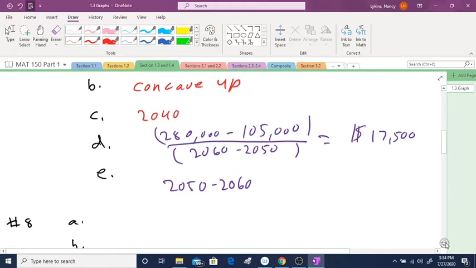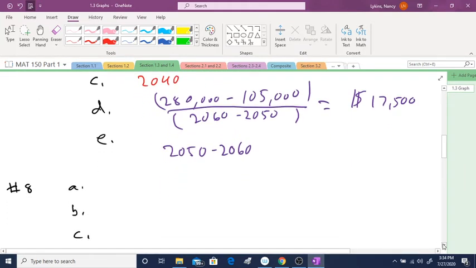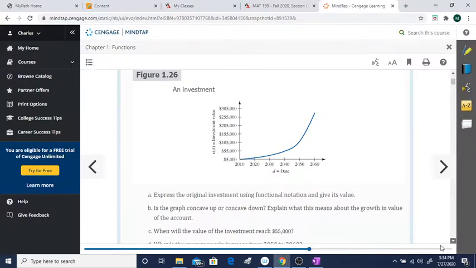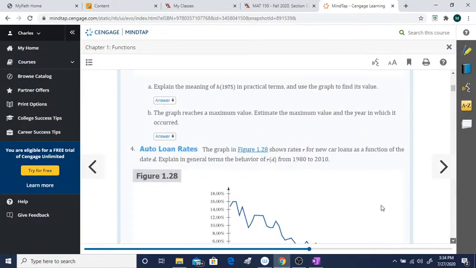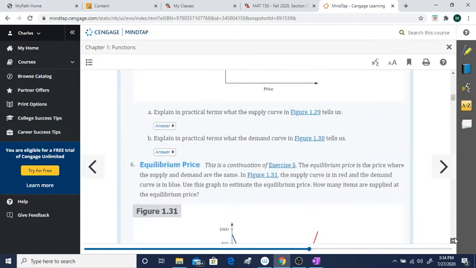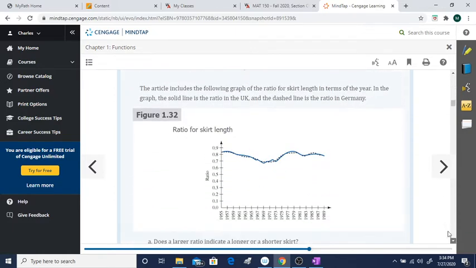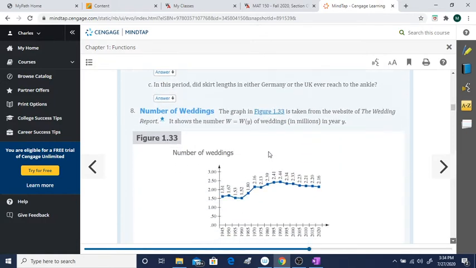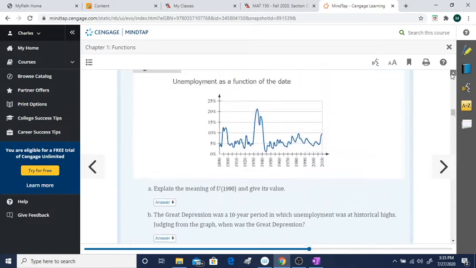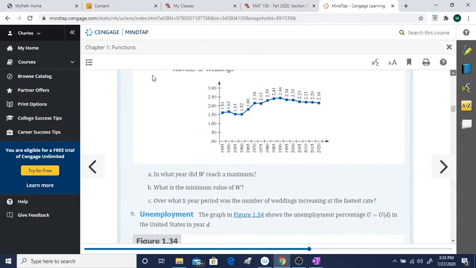Now, I'm going to look at the same exercises, but part 8 of them. So what I want to do is I'm going to scroll down a little bit more to 8. Okay. It says we're using this graph, this figure, about number of weddings. Okay. What year did it reach the max? That's part A. What is the minimum value? And over what 5-year period does it increase the fastest?